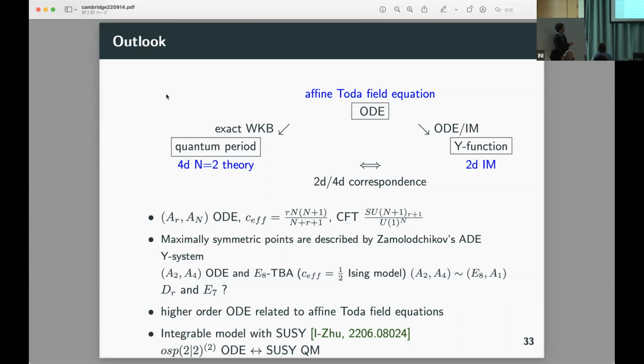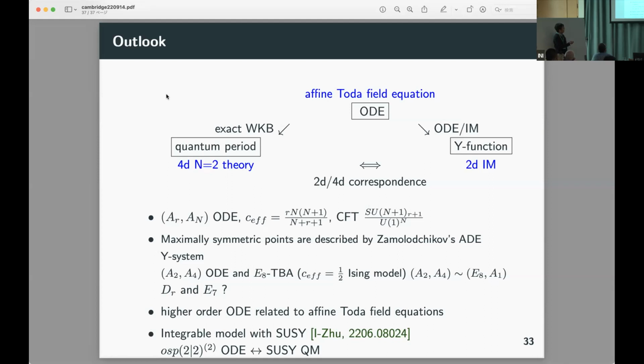So then we expect for higher order potential cases, third order, related to the A4 systems, we expect E8 TBA. So this corresponds to the central charge of the half Ising models, which is expected from the 2D, 4D duality.